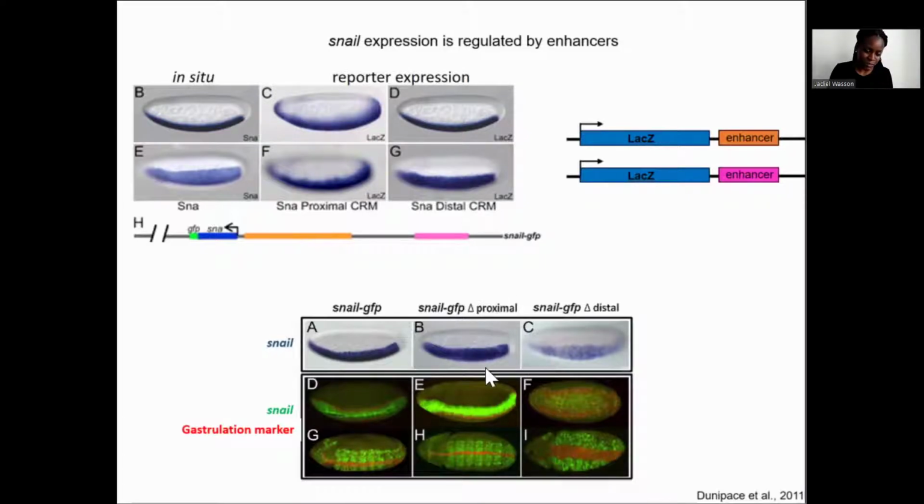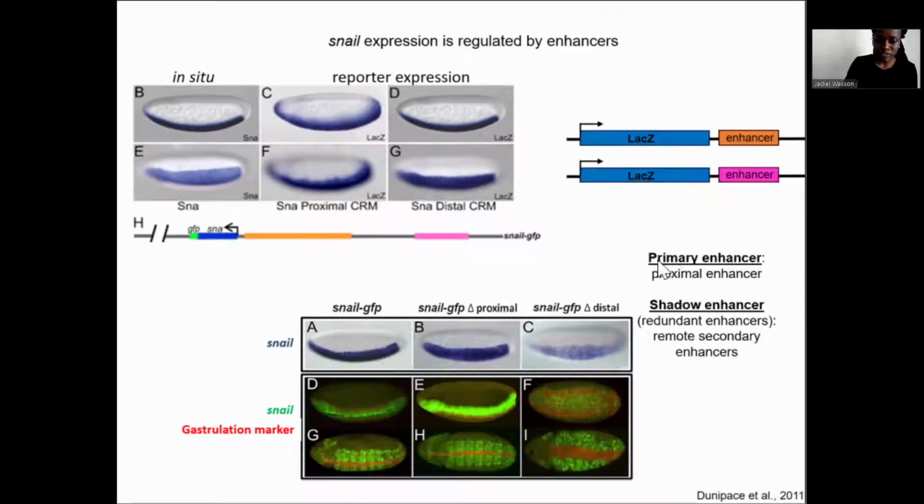If you delete the proximal enhancer here, you can see kind of a widening of the region in which snail is expressed, and it's not as precise as you would see normally. But when you delete the distal enhancer, which is here, you see that snail expression is severely disrupted, and this gastrulation marker is also deregulated as well.